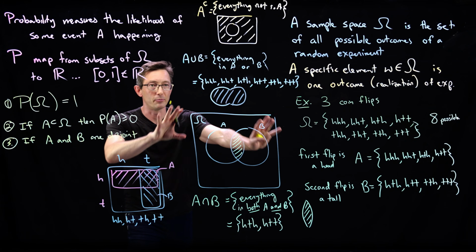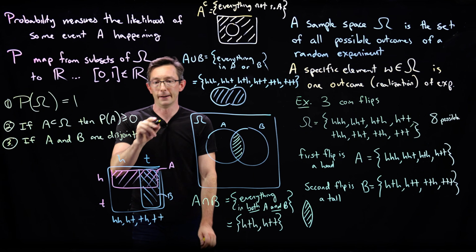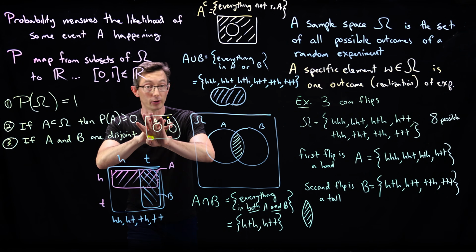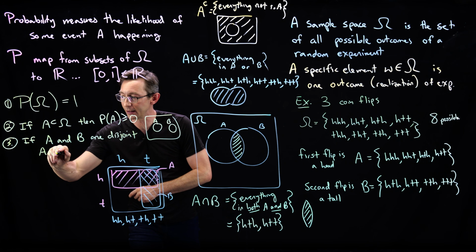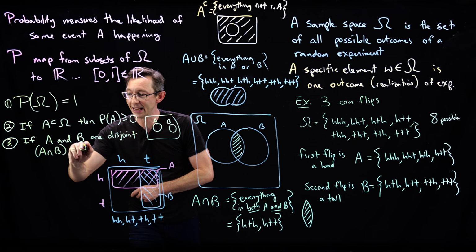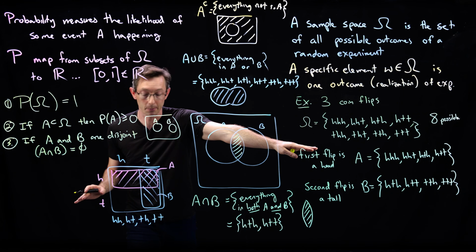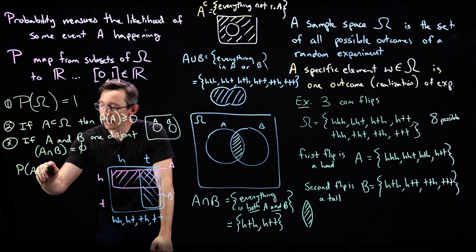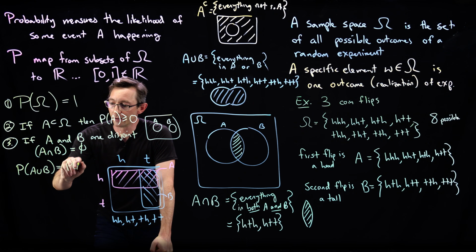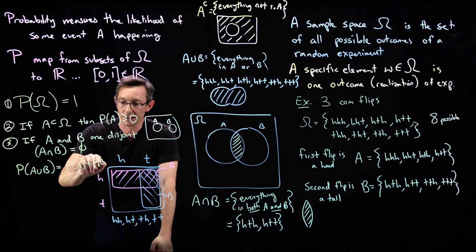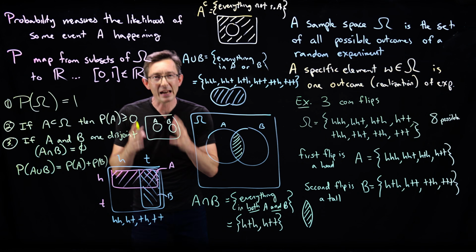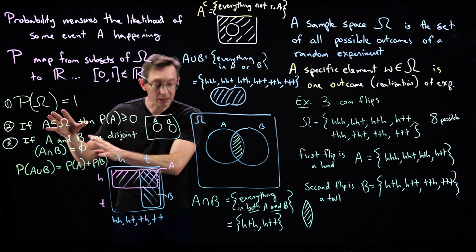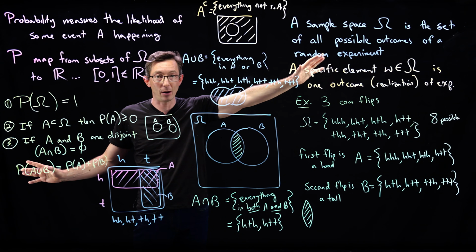Disjoint means that they are completely separate. That would mean A and B have no overlap. So this means A and B equals the empty set. They have no elements in common. Then the probability of A or B is equal to the probability of A plus the probability of B. Okay? These are the basic axioms of probability. And from this, you can build almost all of the properties of probability.